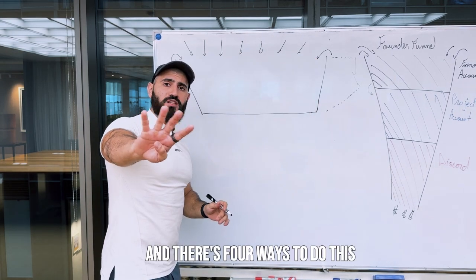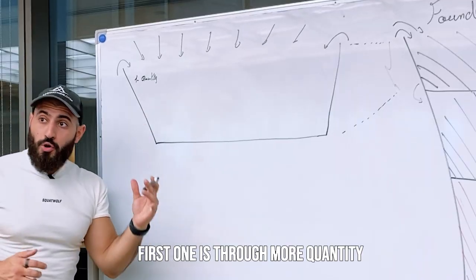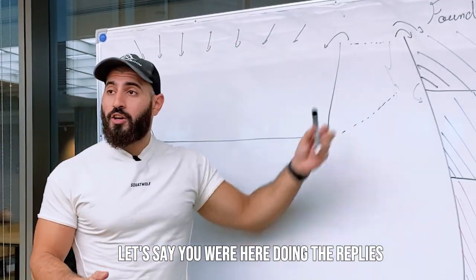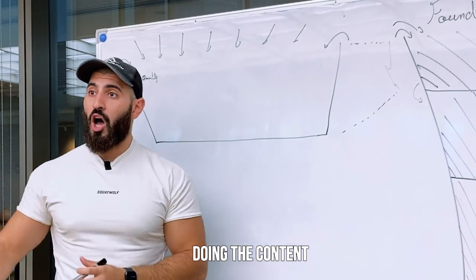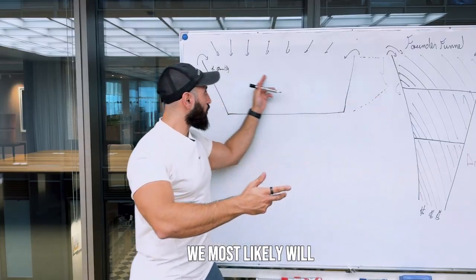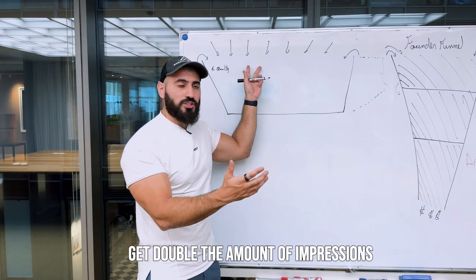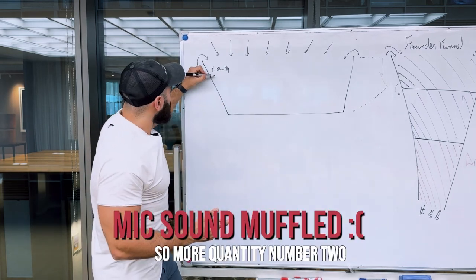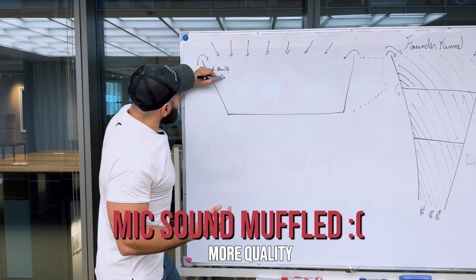And there's 4 ways to do this. First one is through more quantity. Let's say you were here doing the replies, doing the Twitter spaces, doing the content, and you're getting 100,000 impressions per week. What if we did double that? We most likely will get double the amount of impressions. So more quantity.